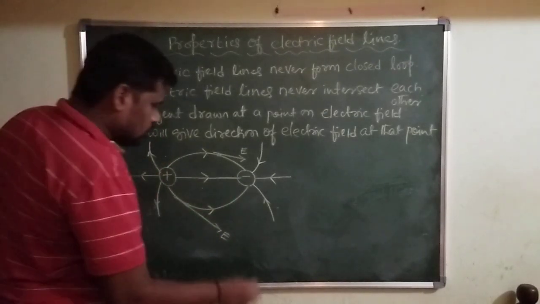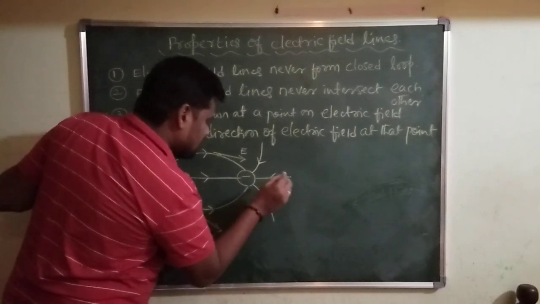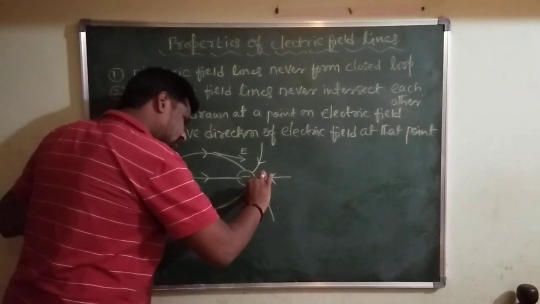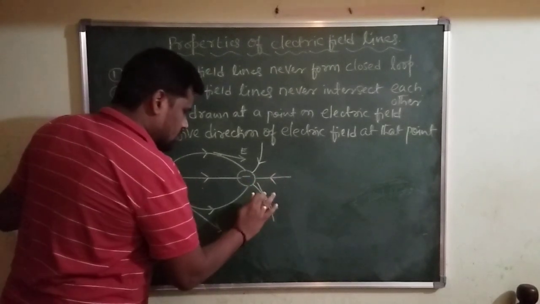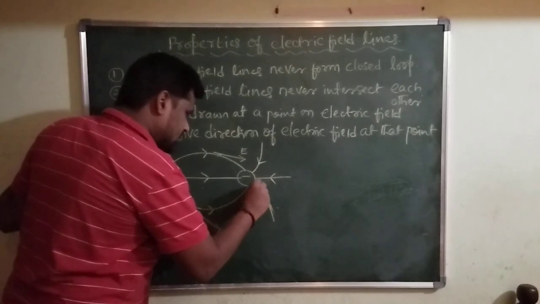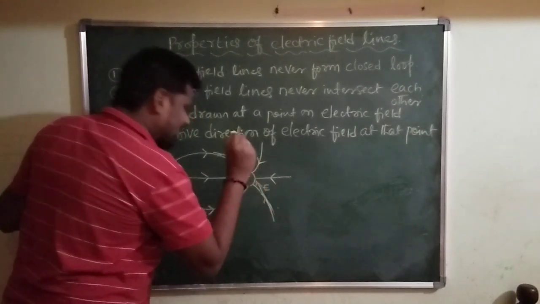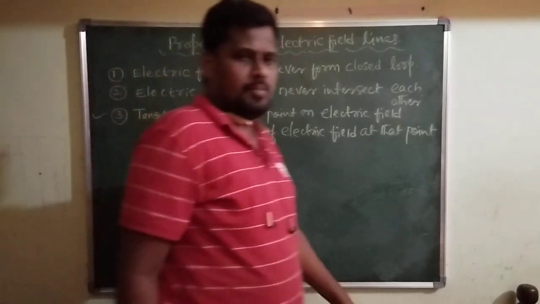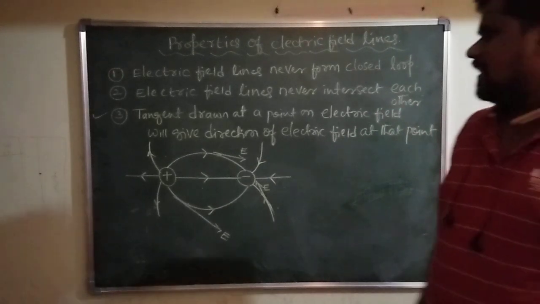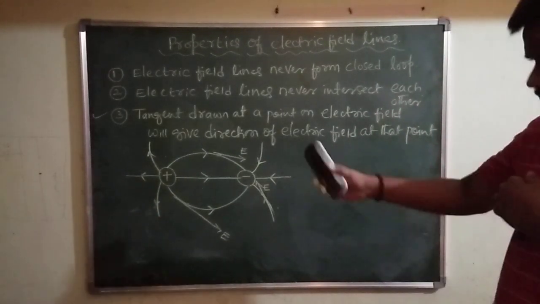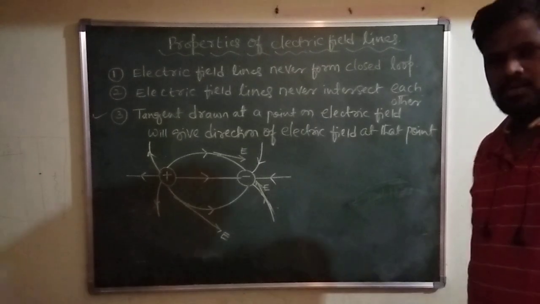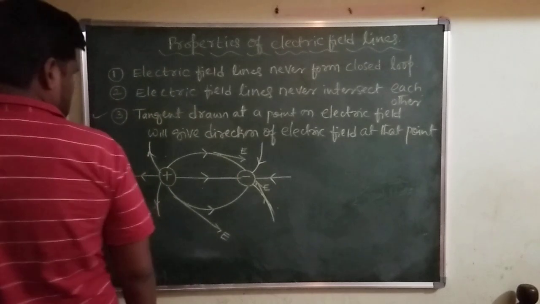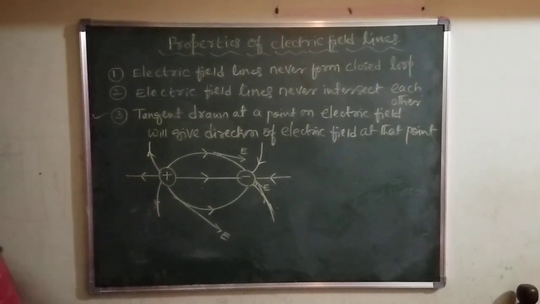Suppose you want to know the direction of the electric field somewhere here, what do you have to do? You have to draw the tangent like this. This tangent itself gives the direction of the electric field. So this is the third important property of electric field lines. You can note down this point, concentrate, because it is somewhat different compared to the others.